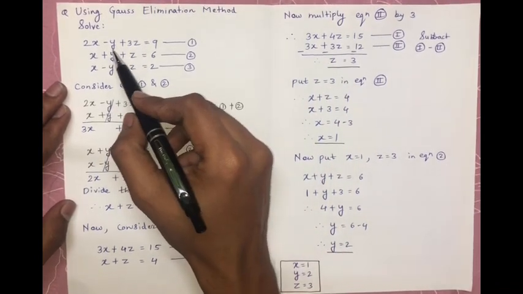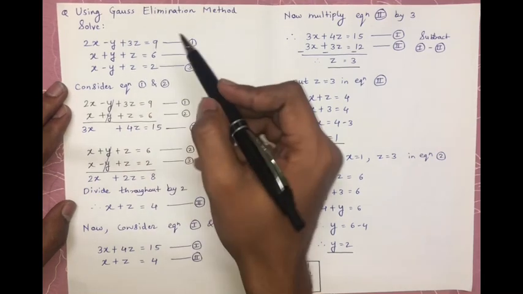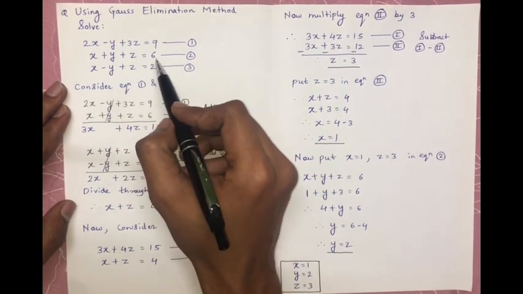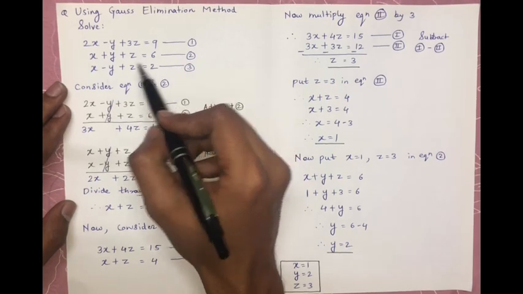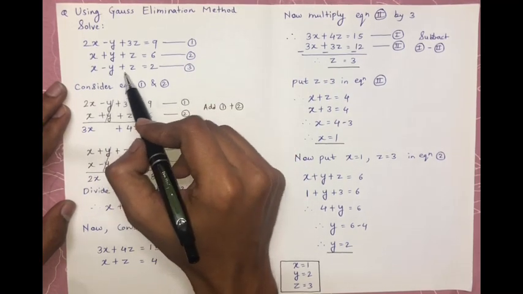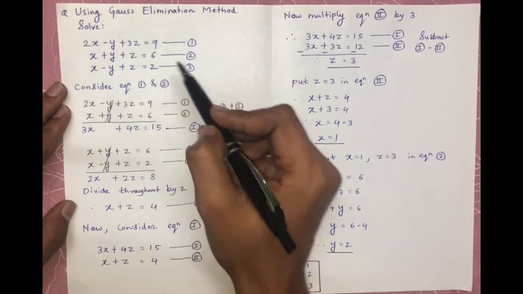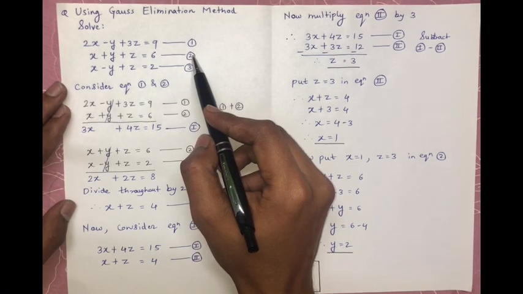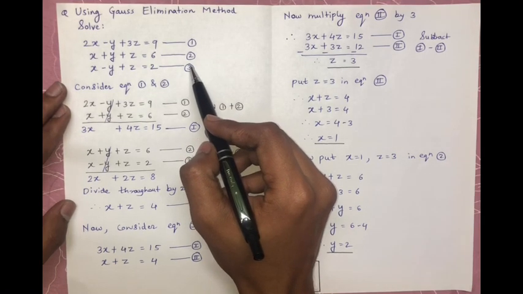So 2x minus y plus 3z is equal to 9. This is my first equation. x plus y plus z is equal to 6. This is my second equation. And x minus y plus z is equal to 2. This is my third equation. So as per the rule, you have to consider the first two equations and the last two equations for solving.